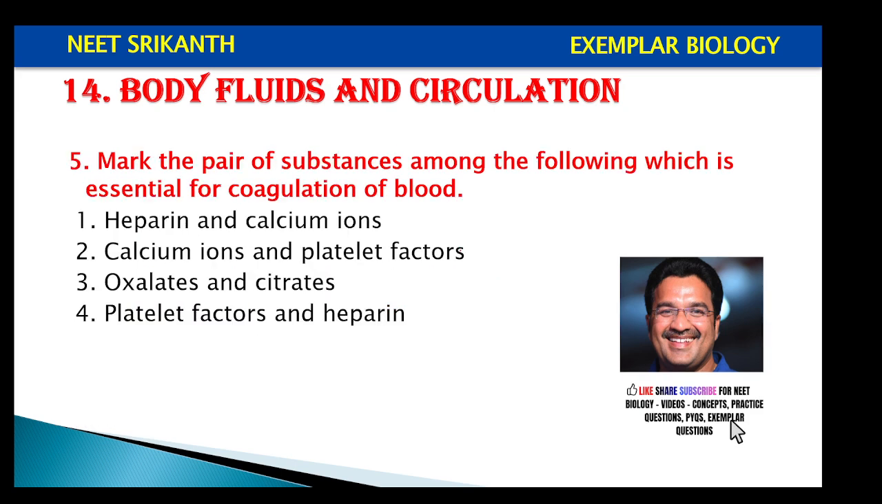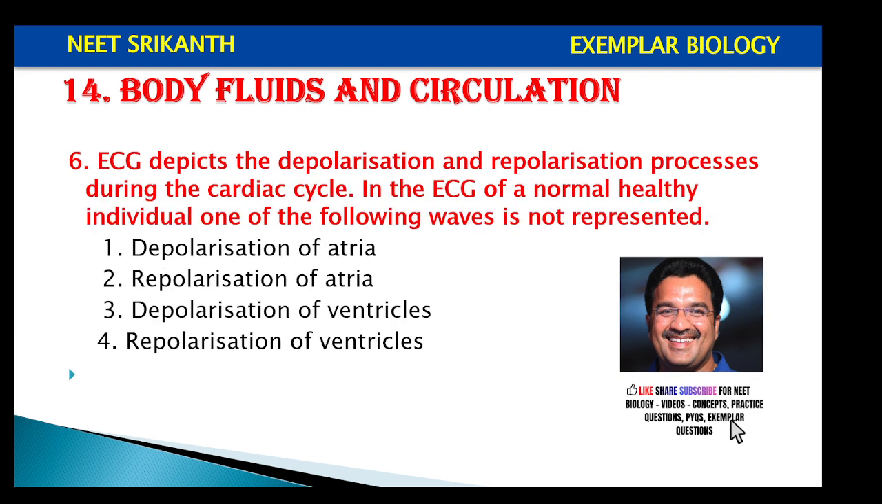Mark the pair of substances among the following which is essential for coagulation of blood. Heparin and calcium ion, platelet factor, oxalates and citrate, platelet factors and heparin. So essential for coagulation of the blood is calcium ion and platelet factor, which platelet factor is going to secrete thromboplastin, helpful for the clotting along with calcium ion.